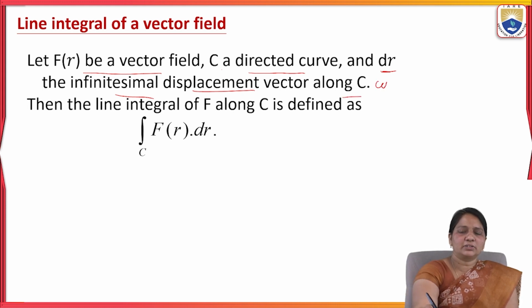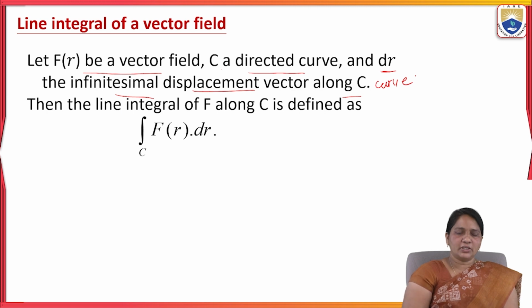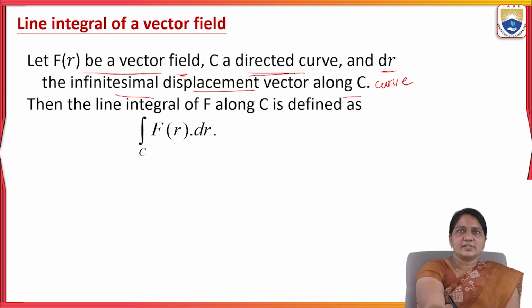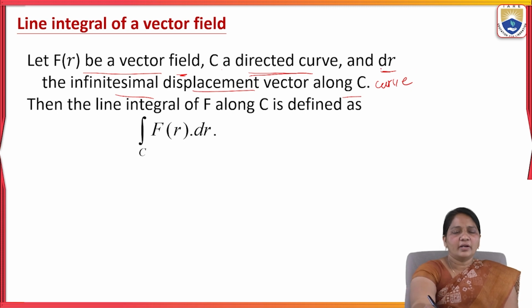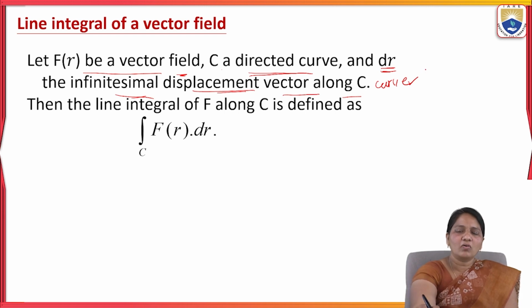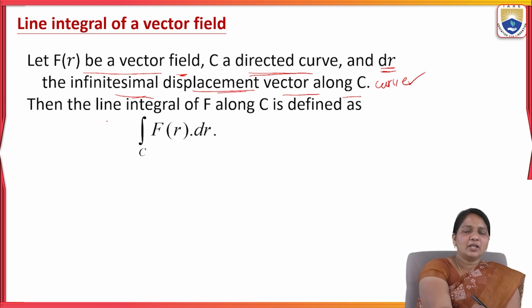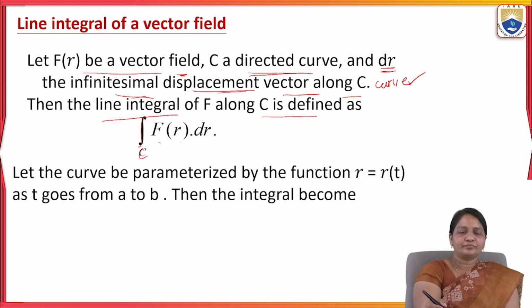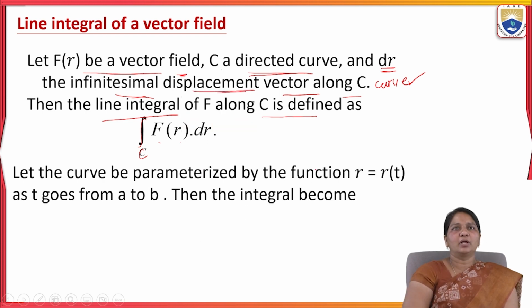C is nothing but a curve. Here we are taking F of r as a vector field, C as the directed curve, and dr as the infinitesimal displacement vector along the curve C. Then the line integral of F along C is defined as the integral over C of F of r, the vector field, dot dr.